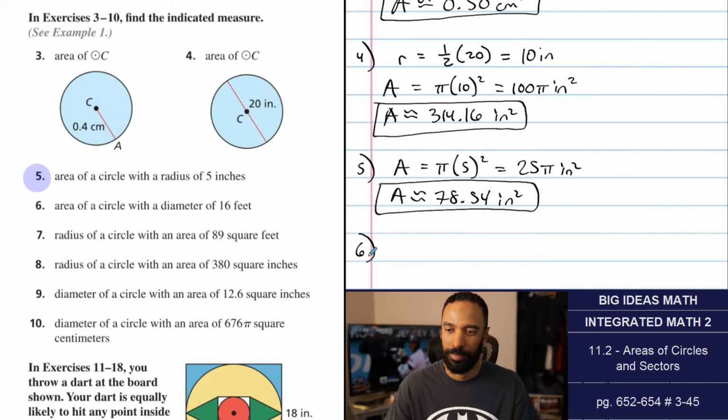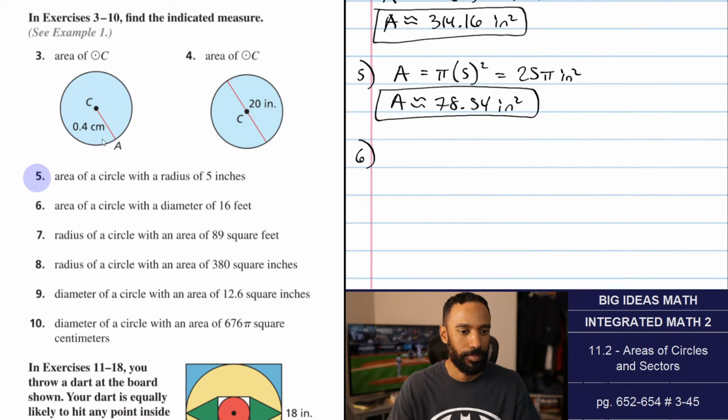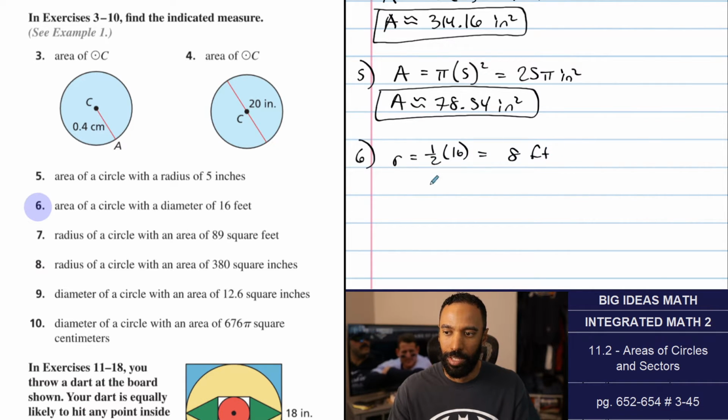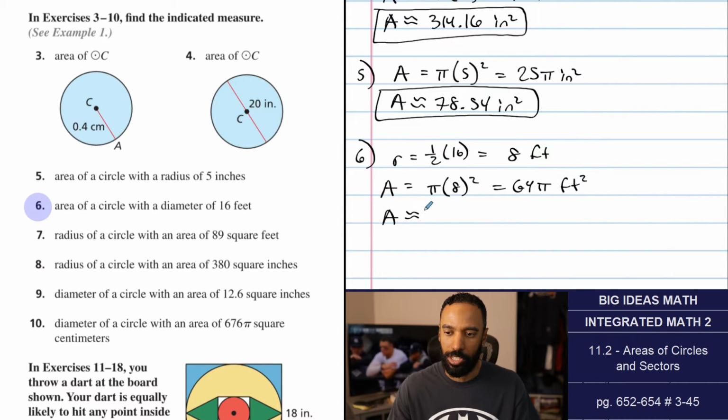Number 6. Area of a circle with a diameter of 16 feet. So the diameter is 16 feet. The radius is half of that, which is 8 feet. Area is pi times that radius squared, 64 pi square feet. And 64 pi is about, it's the calculator that slows me down. I don't know why exact answers aren't accepted here. 201.06 square feet.